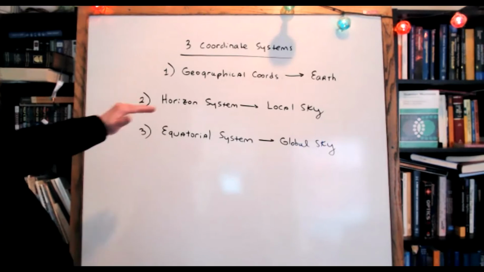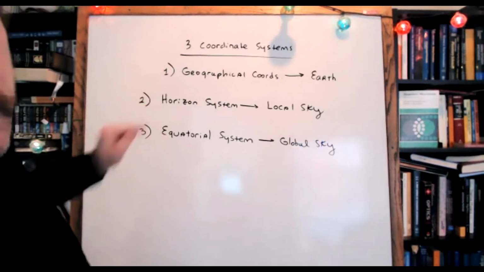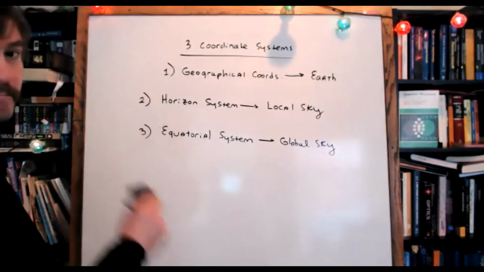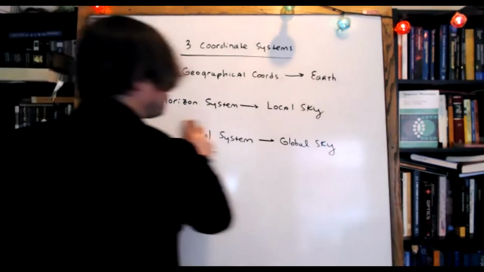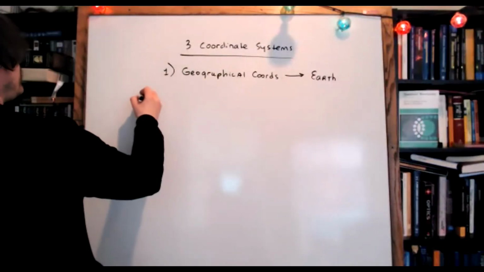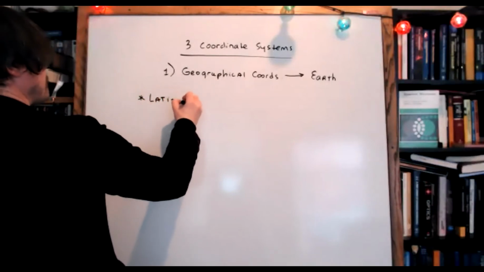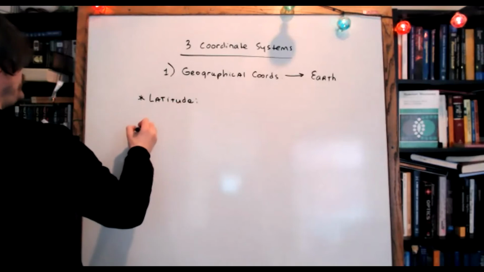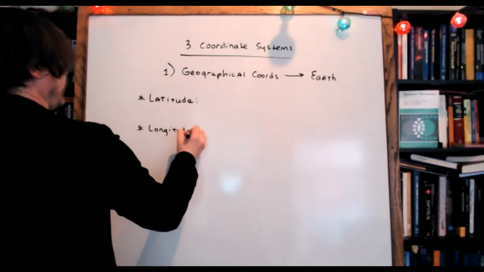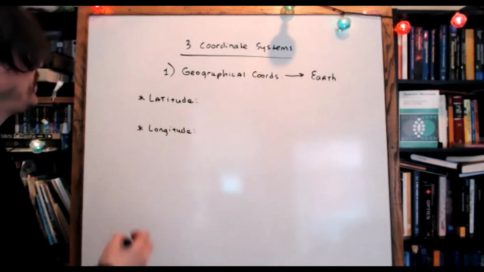Okay, now I'm going to zoom in. Now that I've given you the top-down structure, we're going to talk about each one of these in turn. Okay, let's talk about geographical coordinates. We have latitude and we have longitude. These are things that you've probably heard about at some point in your life.